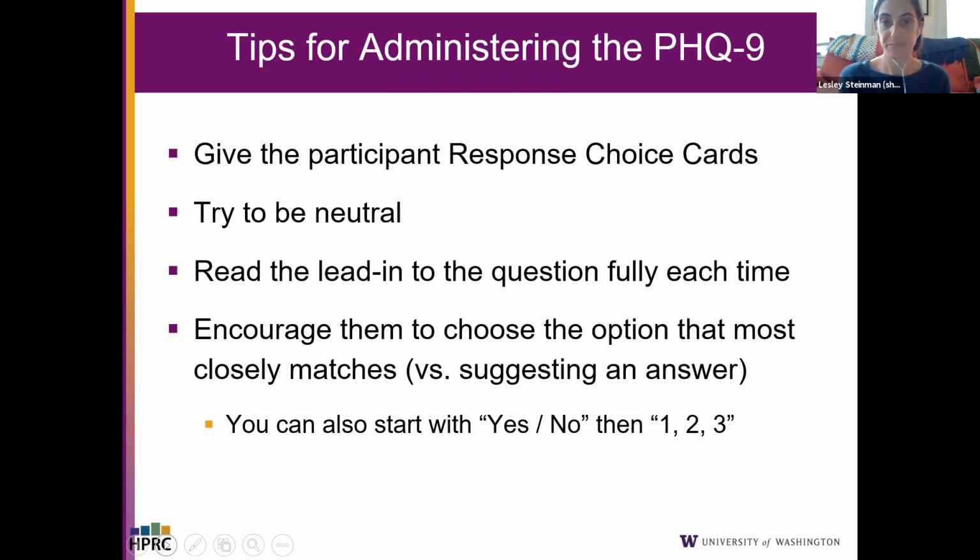And then to me, this is the most important one: encouraging them to choose an option that most closely matches what they're saying rather than giving them an answer. One way to really help do that, if someone's really struggling and just talking a lot, is to ask the question as a yes/no question first. And then if they say yes, you can help them determine how frequently. The 1, several days, the 2, more than half the days, and the 3, nearly every day.